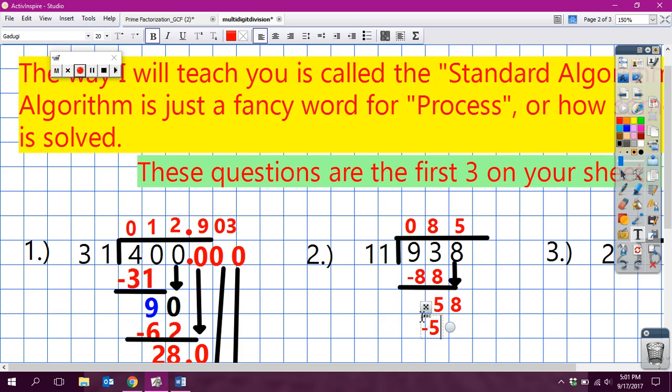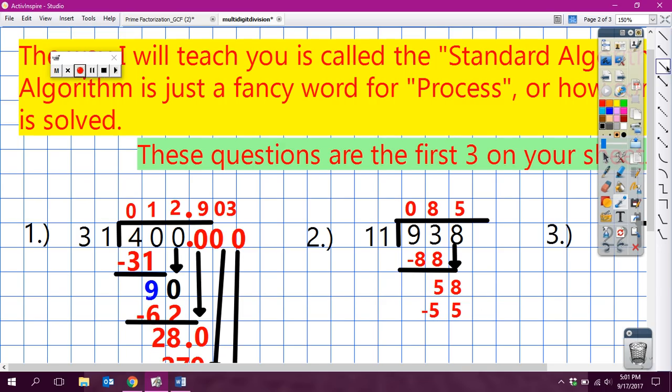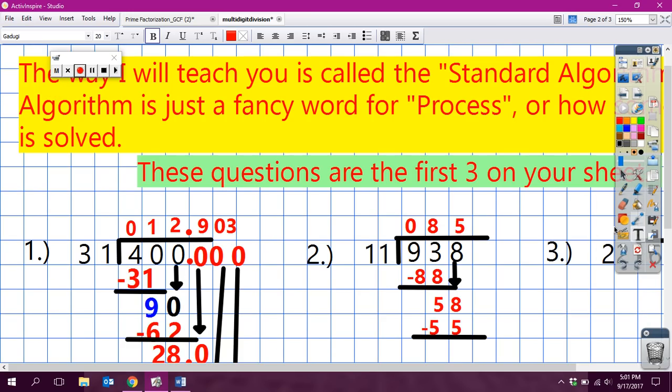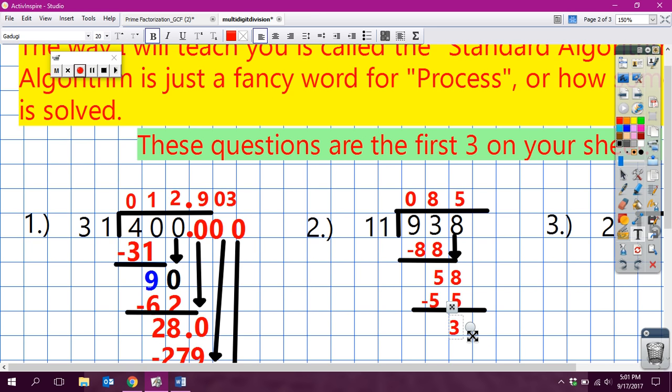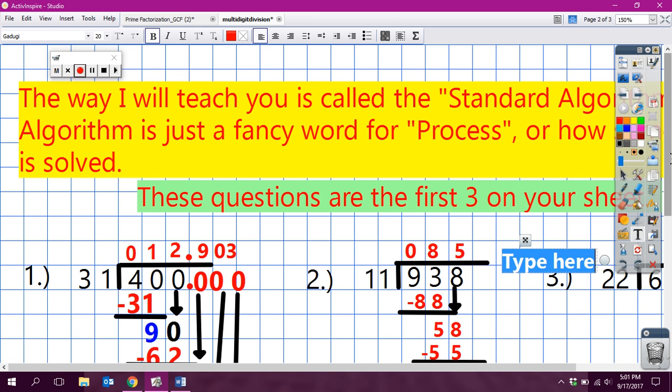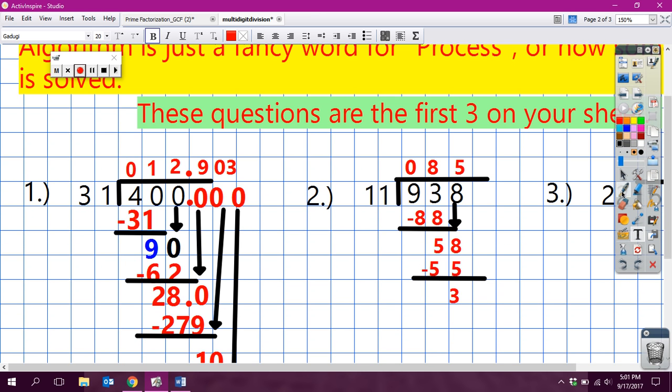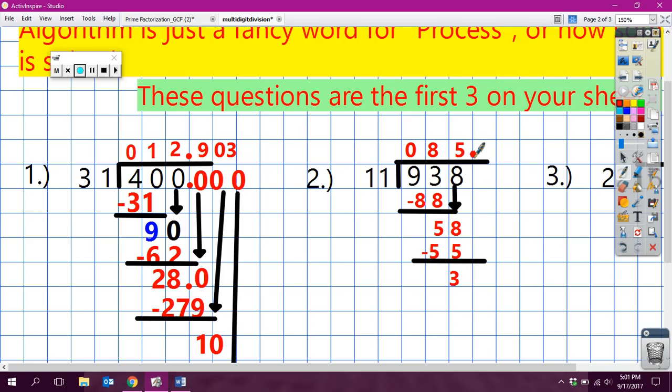So I need to subtract 55 from 58, and that's going to leave me with a remainder of 3. Okay, so we're getting somewhere. Remainder of 3. Okay, remember we can't just leave it with remainder 3. We actually have to go in and make a decimal.